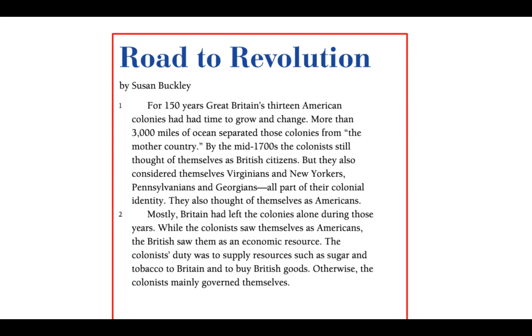Mostly, Britain had left the colonies alone during those years. While the colonists saw themselves as Americans, the British saw them as an economic resource. The colonists' duty was to supply resources such as sugar and tobacco to Britain and to buy British goods. Otherwise, the colonists mainly governed themselves.